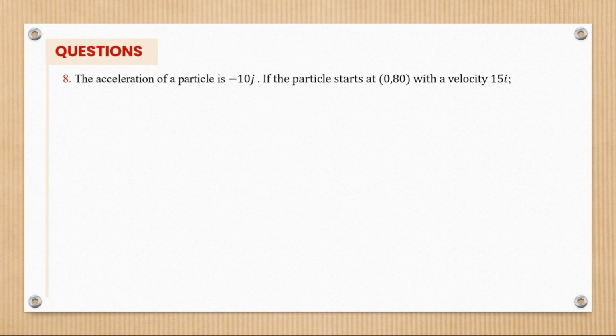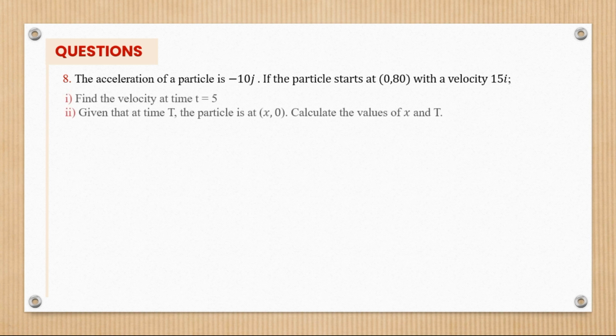Alright, so in the next question, we're being told that the acceleration of a particle is negative 10j. So that means that the coefficients where there is i and where there is k are 0. So if the particle starts at 0, 80, with a velocity 15i, find the velocity at time t equal to 5. Then in part 2, we're being told that given that at a time t, the particle is at x, 0, calculate the values of x and t. So first of all, the initial velocity is 15i meters per second. So it just simply means that the coefficients at the j and the k are 0.